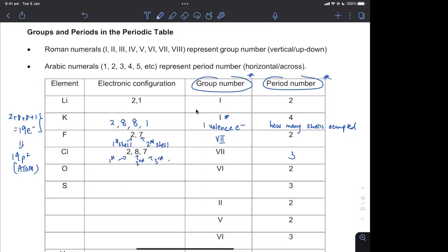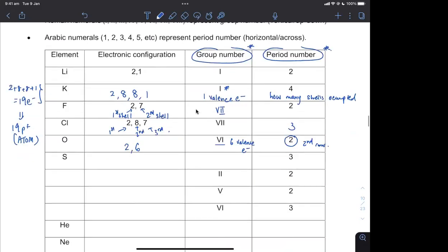Oxygen. Oxygen is in the second period, so it's the second row of the periodic table. And it's in group 6, so it's got 6 outermost shell electrons. So therefore, there's 2, 6. First shell is fully filled. Second shell has got 6 there. Okay, and so on and so forth.